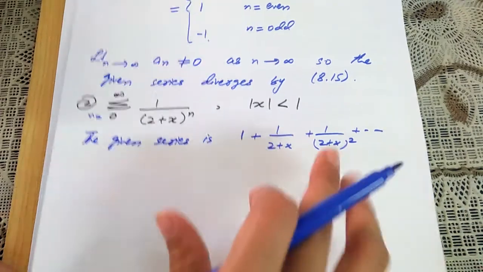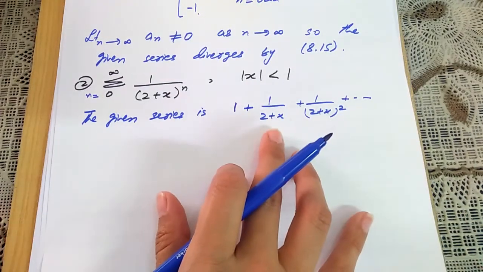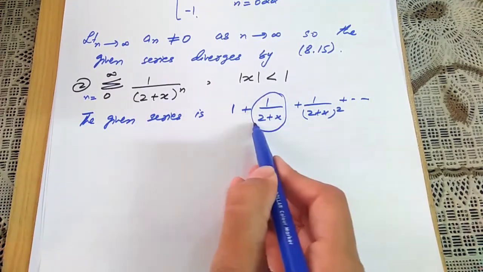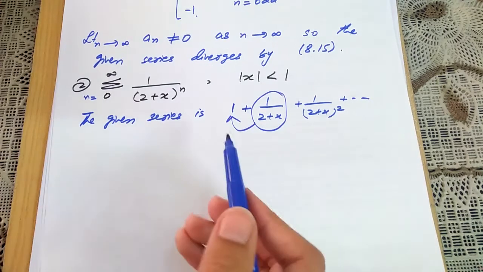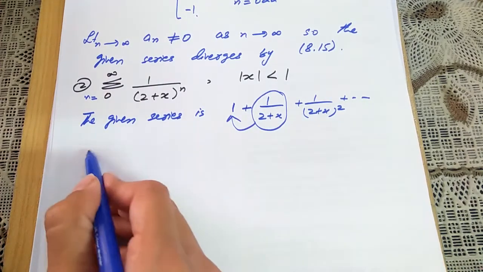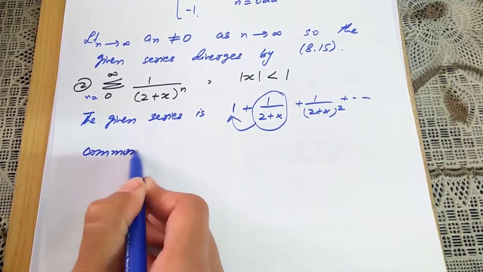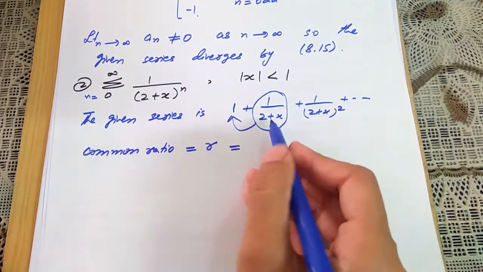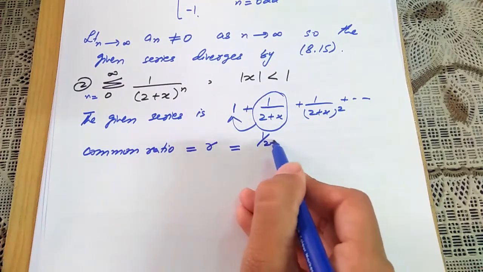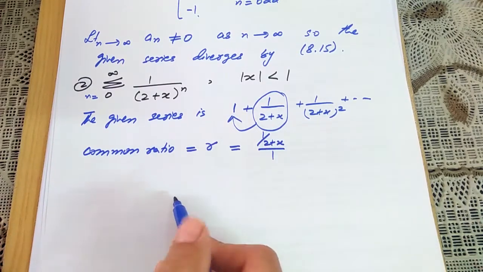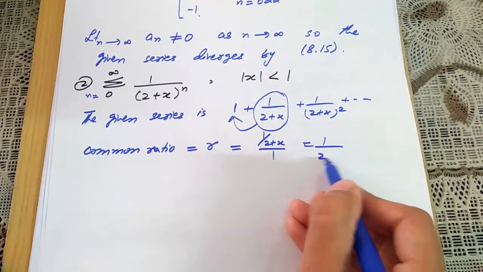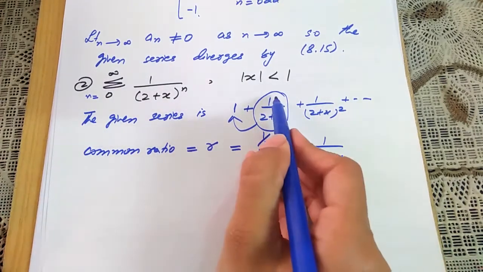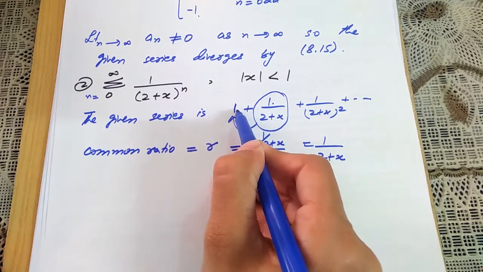Now the given series is a geometric series. How can you say that it is a geometric series? Just divide your second term by your first term. That will be your common ratio, which is normally called R. The common ratio R can be obtained by dividing the second term by the first term. So this is your 1 over 2 plus x. And how do you check that the common ratio is the same? You divide your second term by the first one.